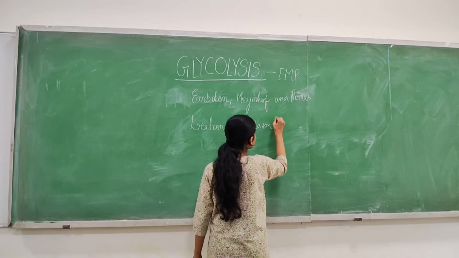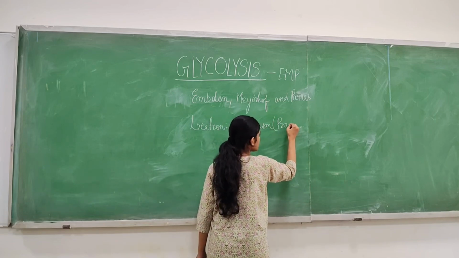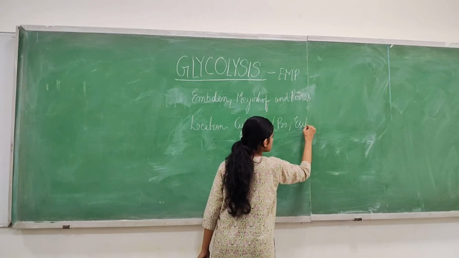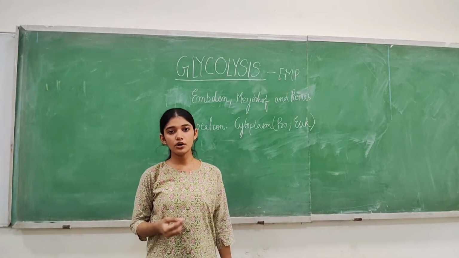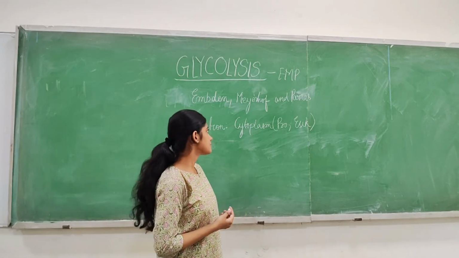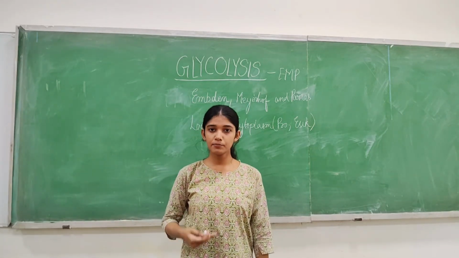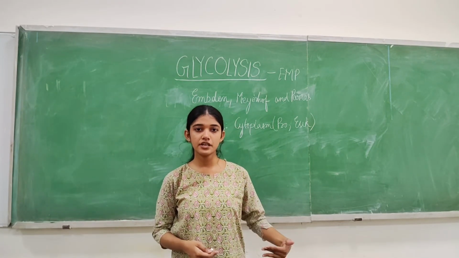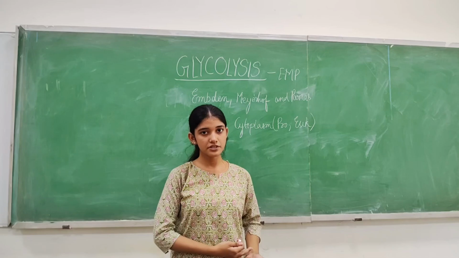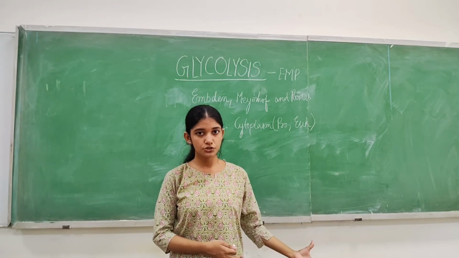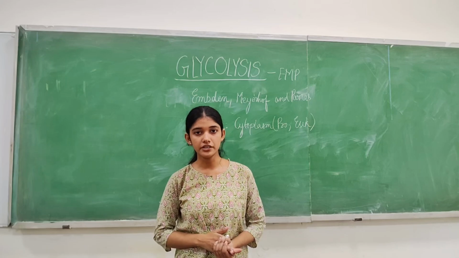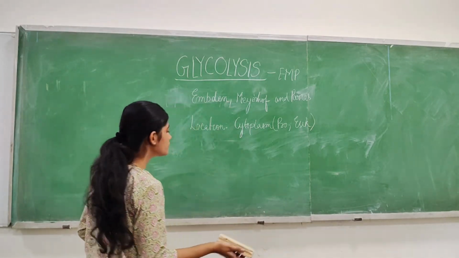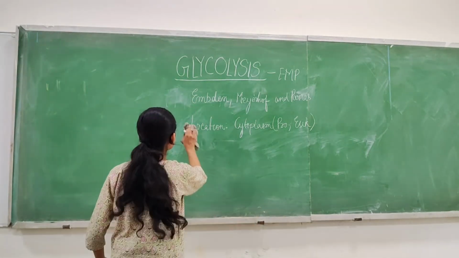And it is applicable for both prokaryotes and eukaryotes. In both prokaryotes and eukaryotes, glycolysis takes place in the cytoplasm. Glycolysis is a 10-step reaction in which in the first 5 steps, energy is consumed, and in the other half of the cycle, energy is generated. So we will be studying the reaction step by step.